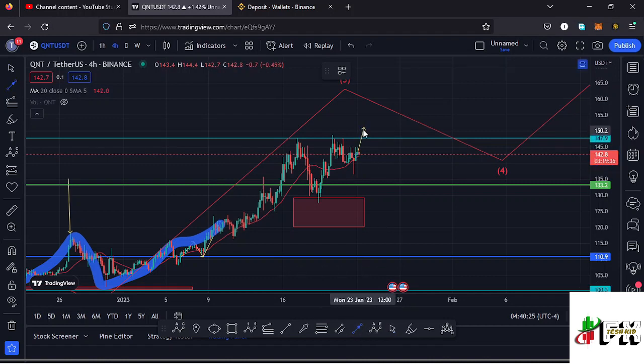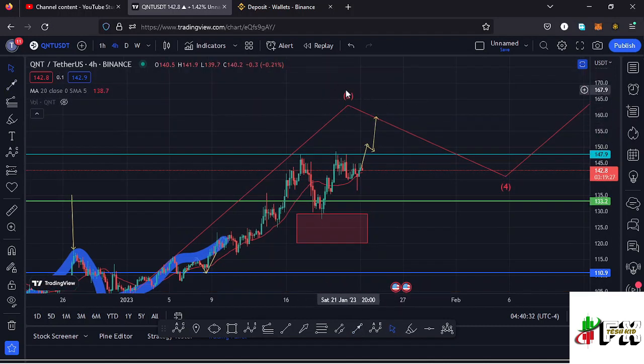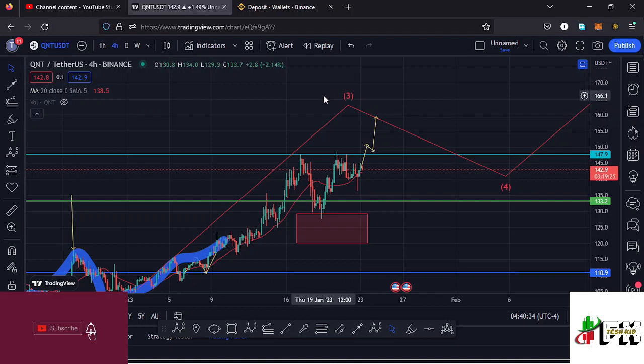And once the breakout is in, expect a retest, and if the retest is a success, then we can continue pushing higher and fully maximize our target area to the upside in the formation of that wave 3. Then expect a wave 4 and then a wave 5 to the upside.